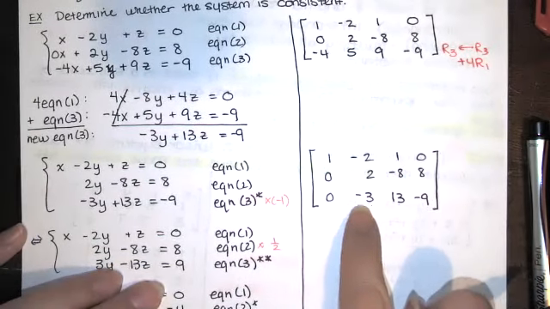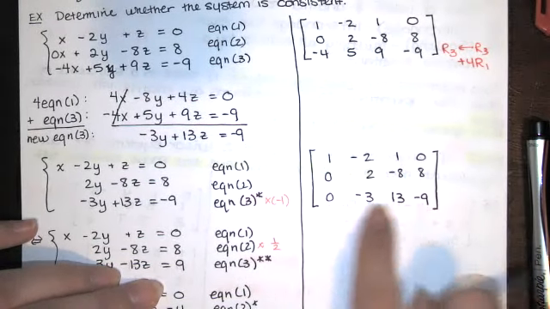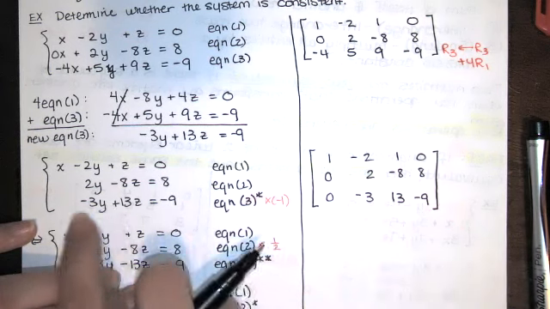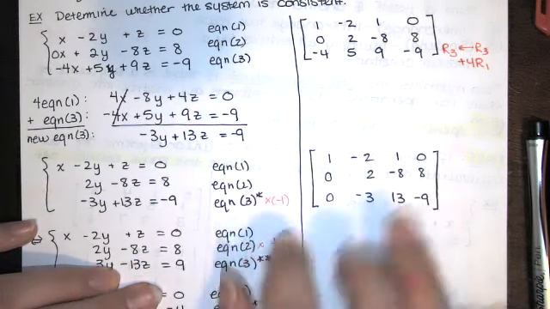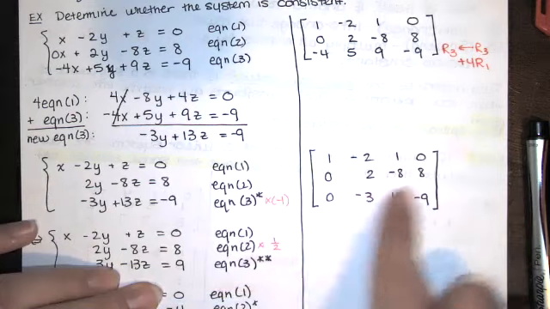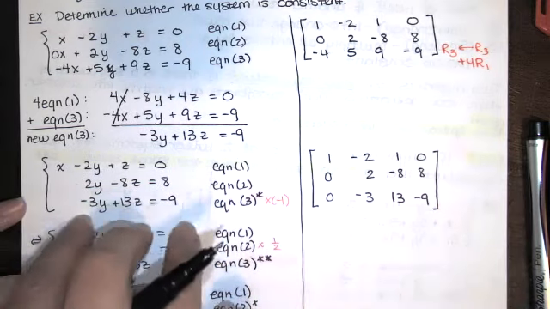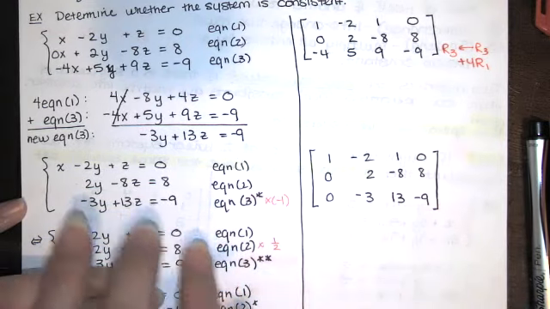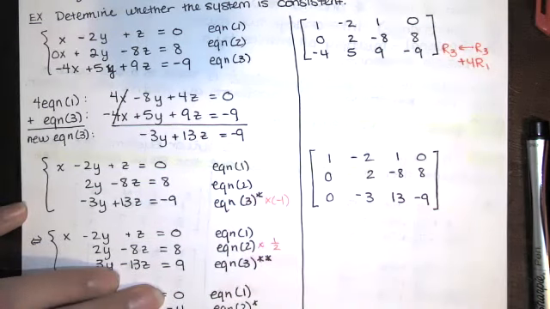Notice that this row has the right coefficients that correspond to this. So this augmented matrix is the augmented matrix that goes with this linear system. So these are equivalent to each other.